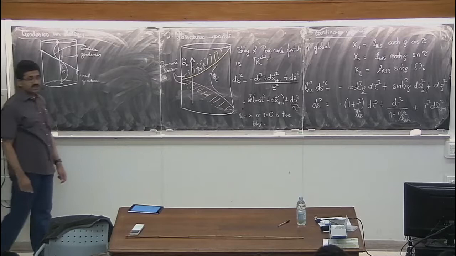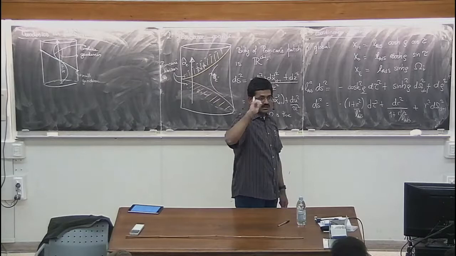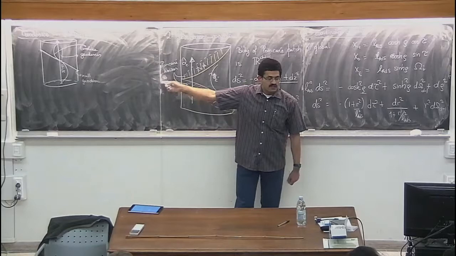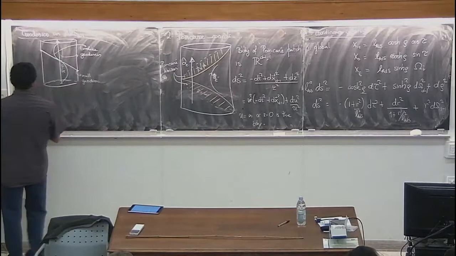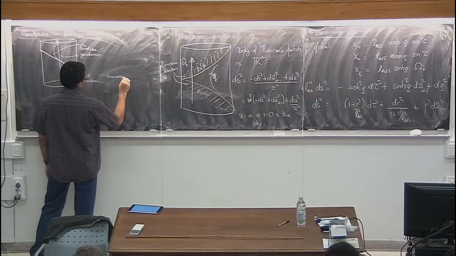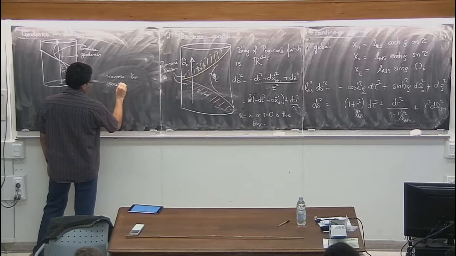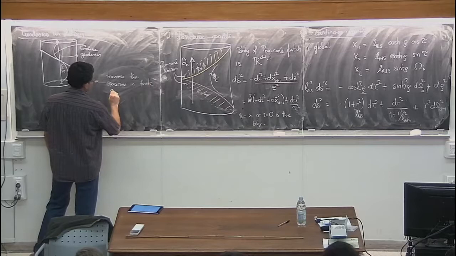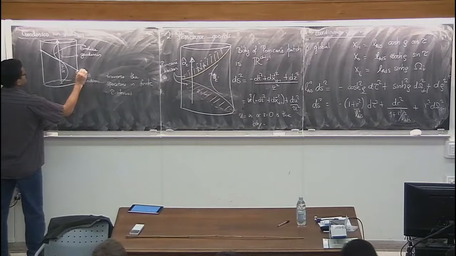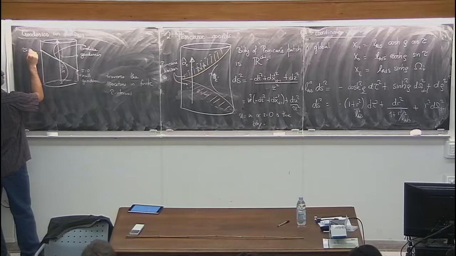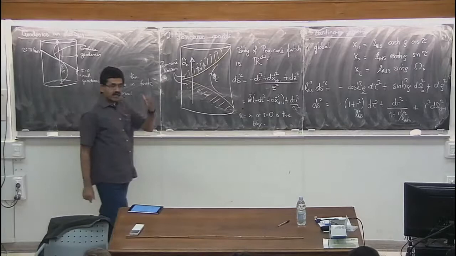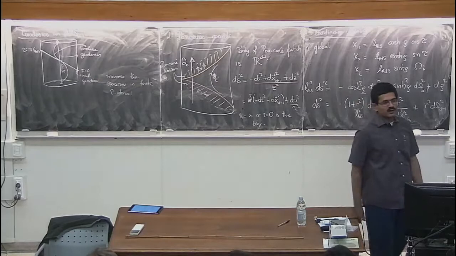So null geodesics make it out. They traverse the entire space-time in finite coordinate distance. They, of course, take infinite affine parameter because they have to go to infinity, but there are null geodesics that traverse the space-time in a finite tau interval. Because if this is tau equals 0, this is tau equals pi in AdS units. I'll leave it to you to work out the pi. It's an exercise.